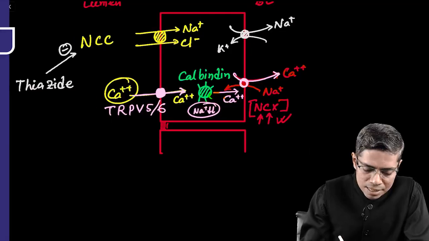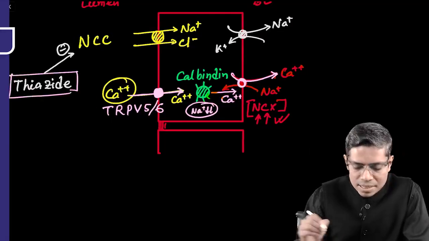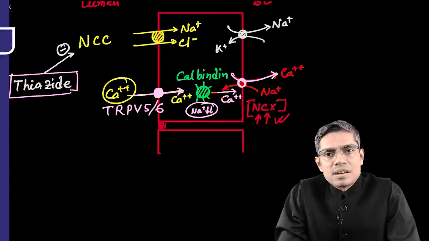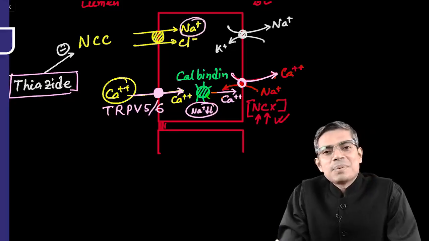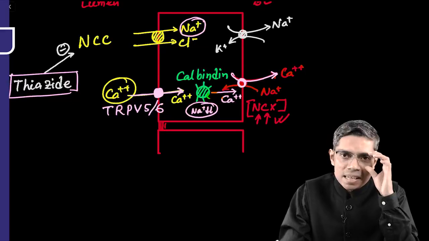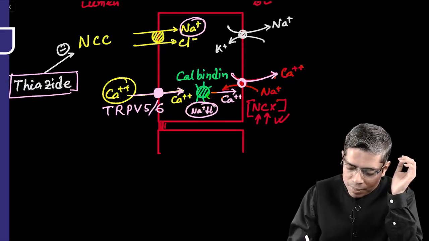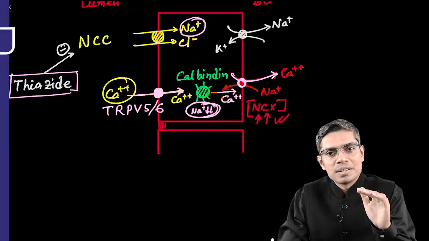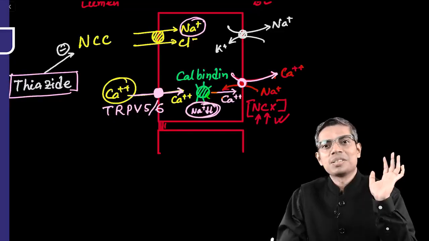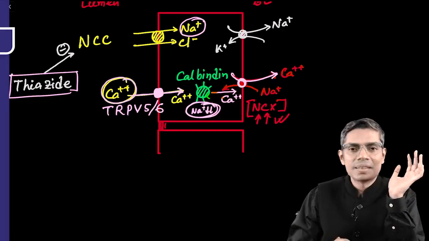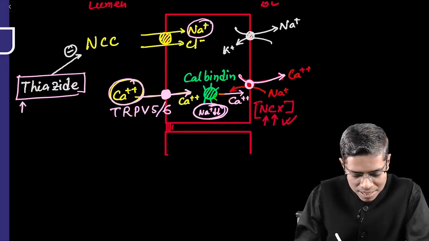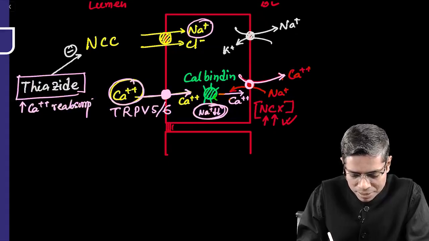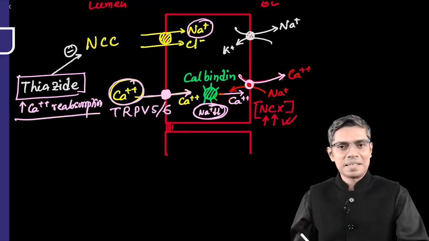Now you look at the mechanism of thiazide. Thiazide is inhibiting the NCC transporter. So the sodium reabsorption will be inhibited. If the sodium reabsorption from the lumen is inhibited by NCC, what will happen to the sodium concentration in the cell? Low. Which reabsorption will increase? Calcium. That's why we say that thiazide diuretic therapy increases calcium reabsorption at the level of DCT, right?